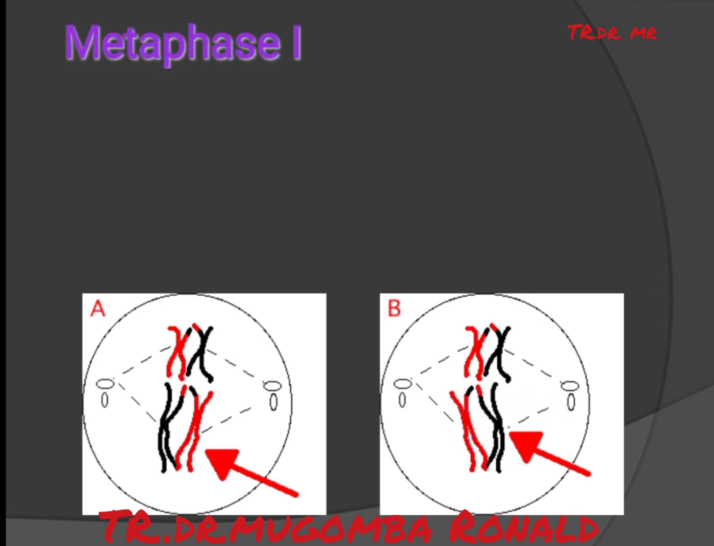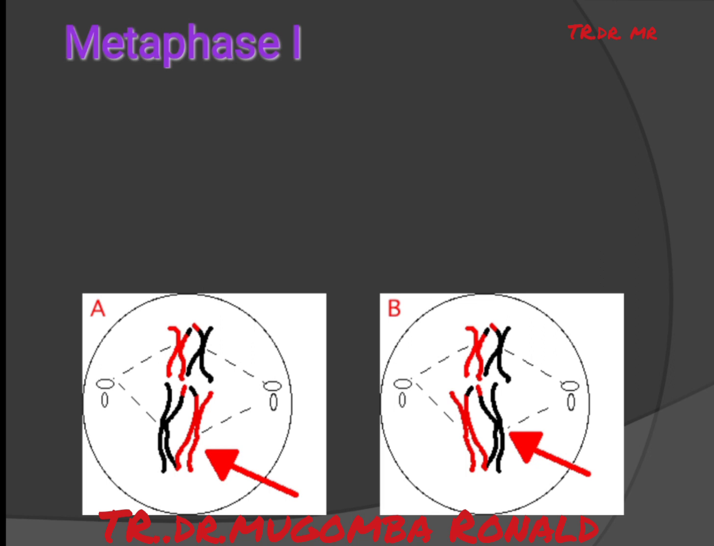So that explains why it is a very long stage. It takes 90% of the time, simply because of those events, and those are very important events. I've talked about crossing over, which happens after synapsis. Now, the next step that we are looking at is metaphase 1.